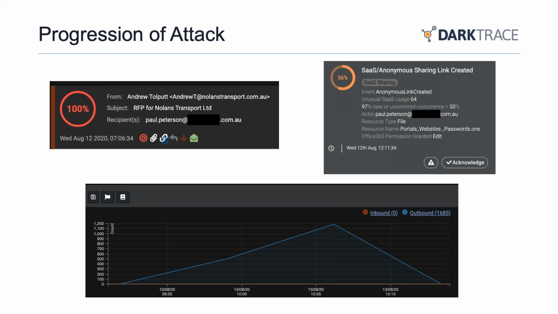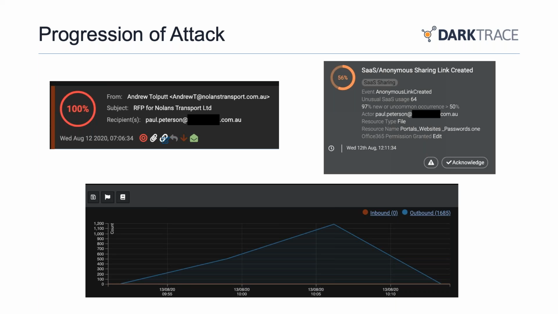This was very odd for Paul. We see the AI interpreting at an odd level of 56%. That's the anomaly scoring. And we see that an anonymous link was created. And the time codes actually show it was on the very same day. So this attacker didn't waste much time.